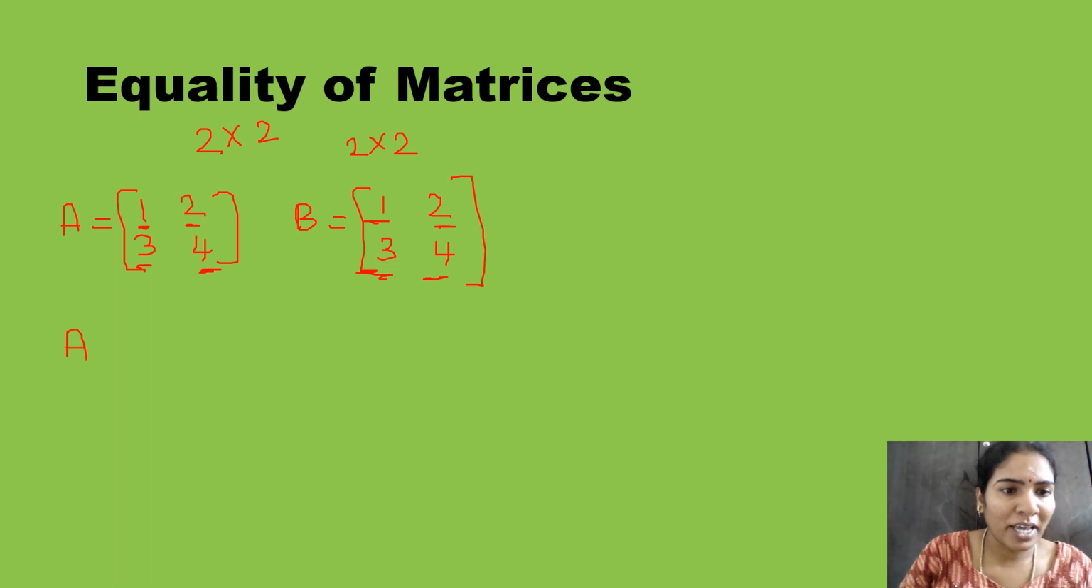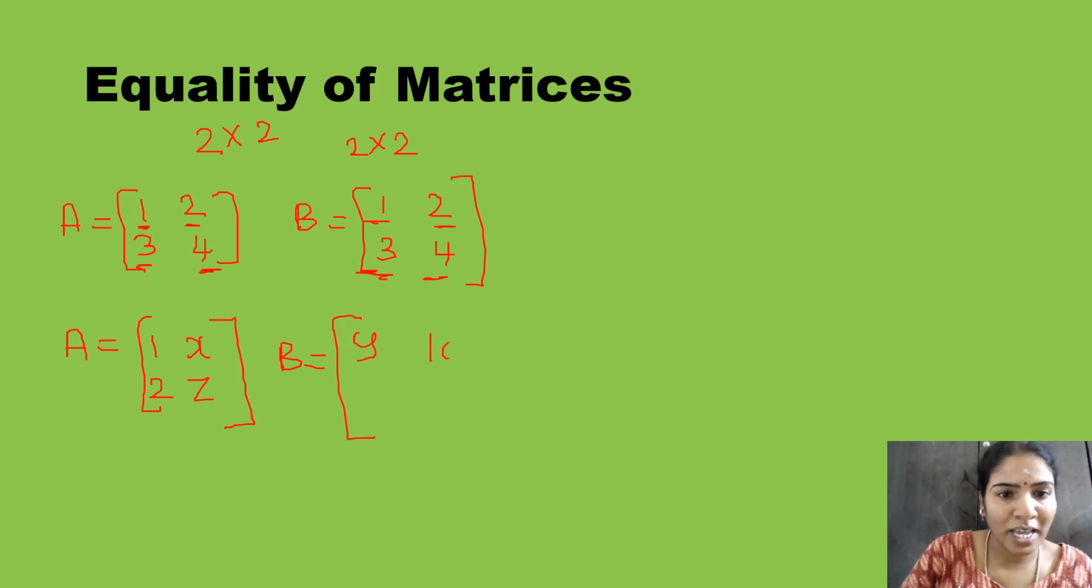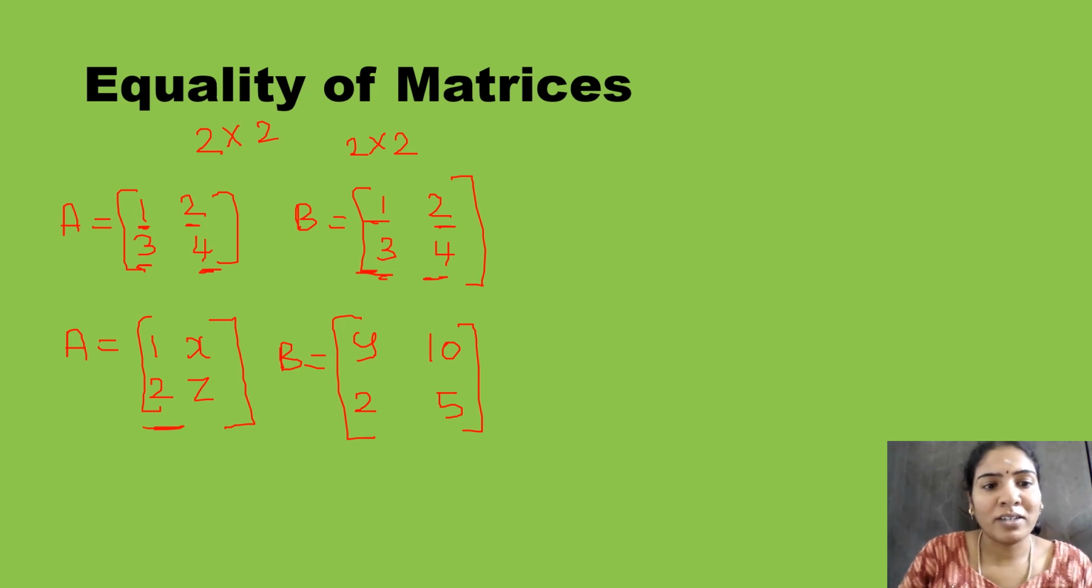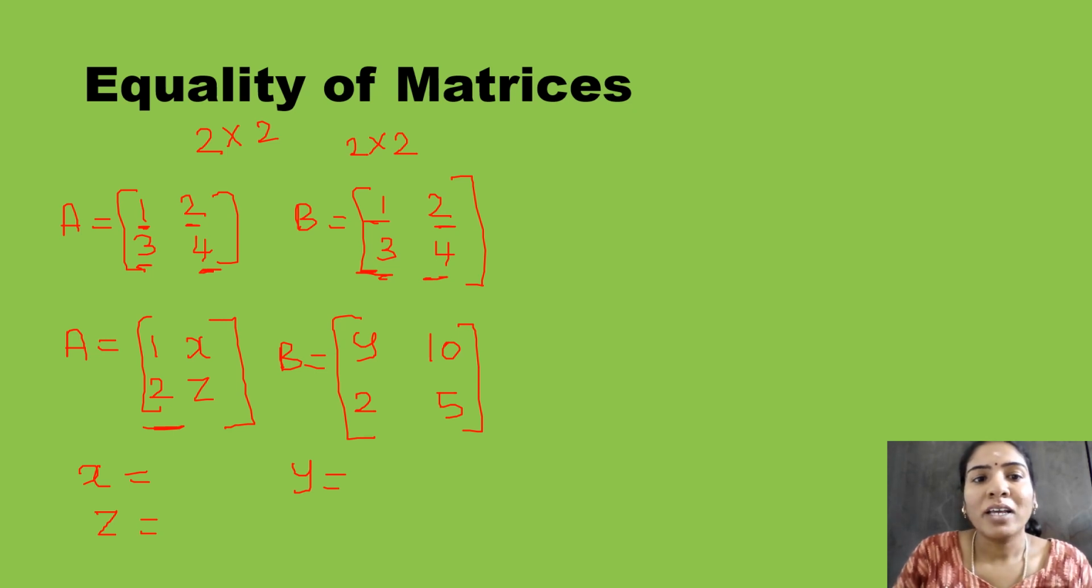Maybe for example, see, I can say A is having 1, x, 2, z. Okay, now B is having the elements y, 10, 2, 5. Now in this first given matrix we are having two unknown variables, which are x and z. In the second matrix we are having an unknown variable y. So we are going to find the values of these unknown variables by the equality of matrices. It is given that A is equivalent to B. Then only we can find the values by comparing these two.